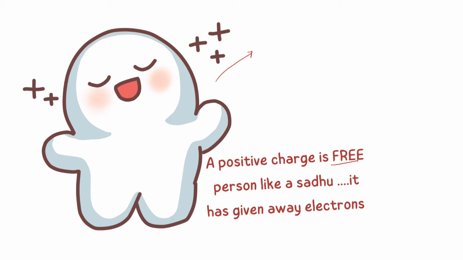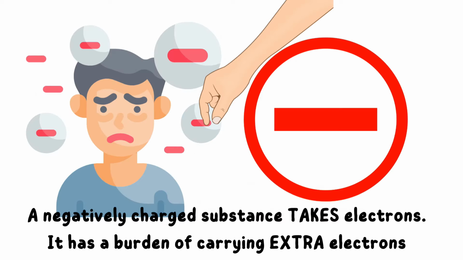A person who has given away is like a sadhu, right? He is completely blissful, because he has given away electrons. So somebody who gives away electrons is positively charged. And when you take something from anybody, when you accept something, you are burdened, right? So a negatively charged substance is somebody who takes electrons, and it's a burden of carrying the extra electrons. Extra electron carrying is negatively charged.